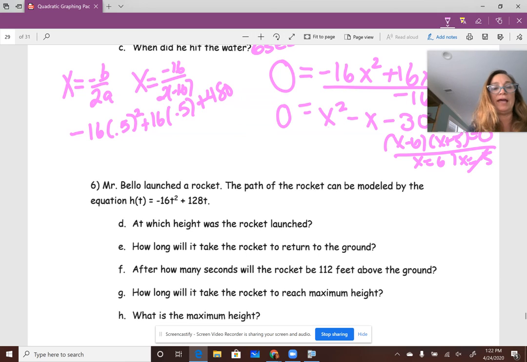All right, so now this right here, homework, work that we do at home. Mr. Bello is launching a rocket. The path of the rocket can be modeled by this equation. The height is in feet and the time is in seconds.